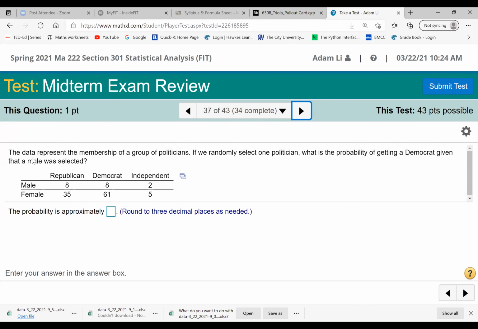Question 37. The data represent the membership of a group of politicians. If we randomly select one politician, if you look at this table, let's see how many total politicians there are. What is the probability of getting a Democrat given that a male was selected? Okay, so this is a very typical conditional probability. And first of all, let's calculate all of these different categories and look into the detailed information here.